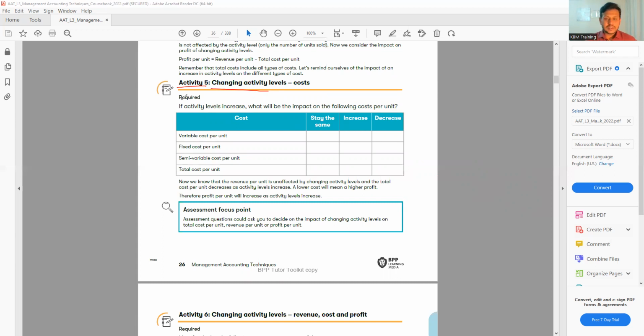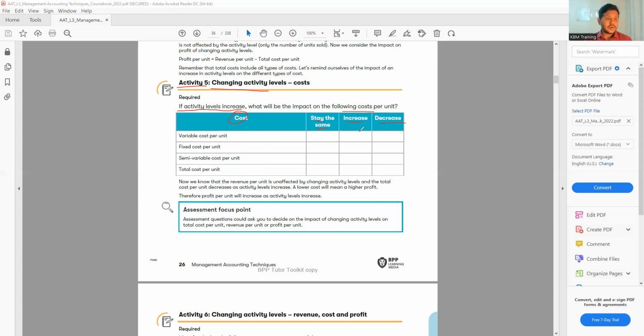Requirement: if activity level increases, what will be the impact on the following cost per unit? So you have a cost. The options are stay same, increase and decrease. Okay, so variable cost per unit. Read the question once again: if the activity level increases, that means if I make more units, what will be the impact on the following cost? Variable cost per unit: stay same, increase or decrease? What do you think?